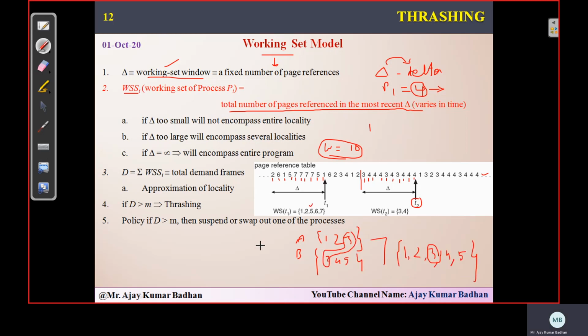Here we are having only 10 sets, and those sets are represented here. In total, how many do we have? 10. Among them, the pages which are common, we will take only one time. So if you see here, this set consists of 1, 2, 5, 6, 7.